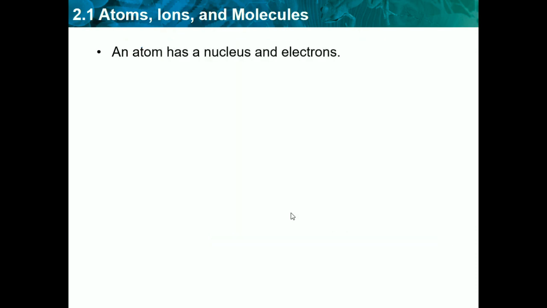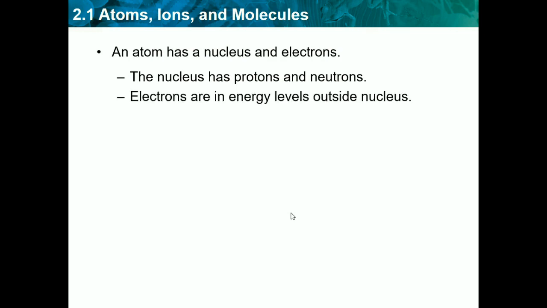An atom has a nucleus and an electron. So we're learning the parts of an atom now. So the nucleus has protons and neutrons. The nucleus is the middle of the atom. It's the center. And it includes both protons and neutrons. So let's go back one.